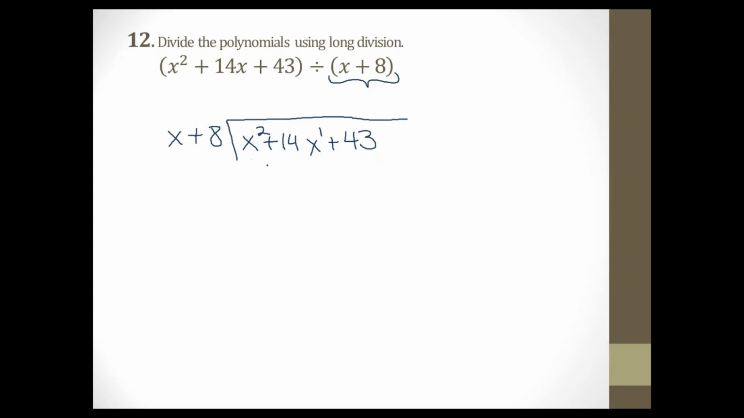Starting off by looking at this first term, and we're going to ask ourselves, how many times does this first x go into x squared? So by what do we have to multiply it to get x squared? We would have to multiply by another x, because then x times x would give us x squared. But we also have to multiply it by the 8, so x times 8 would just be 8x.